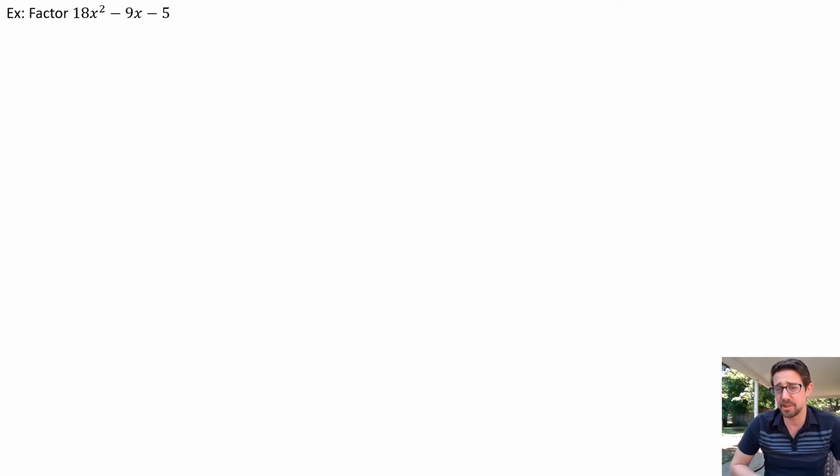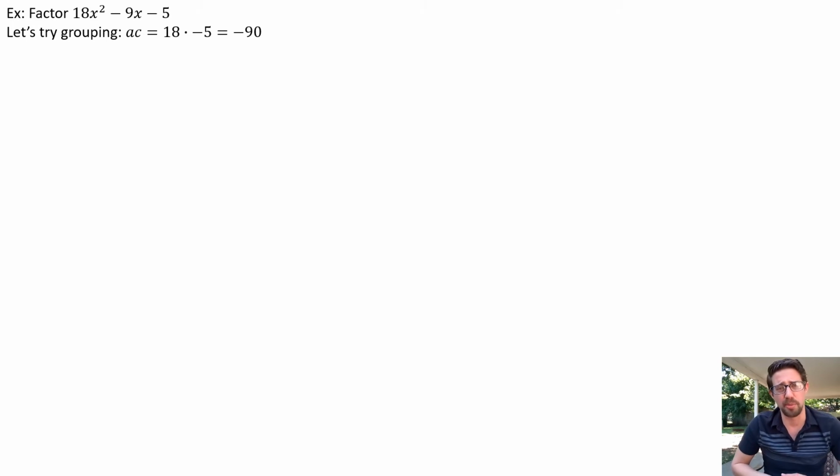From this point on, I'm going to say do it whichever way pleases you. I generally always use the guess method. If you like the grouping method, it's nice because it always works. You know what I mean? It is an algorithm. It's a process with steps. So 18x squared minus 9x minus 5.